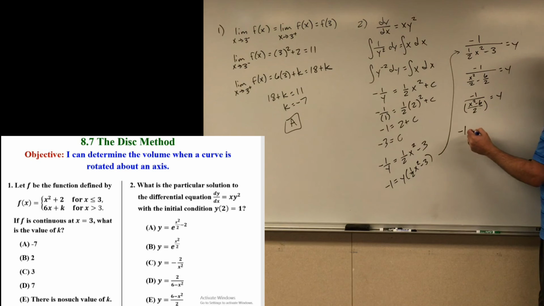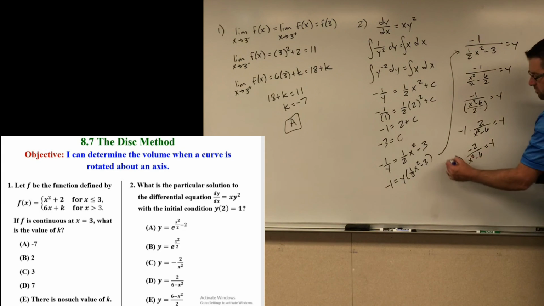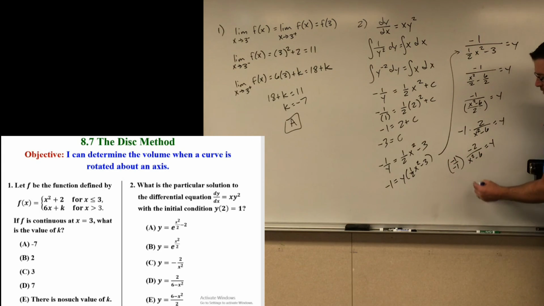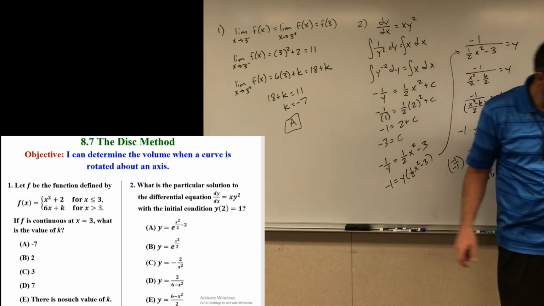So negative 1, and then this would be times 2 over x squared minus 6. So negative 2 over x squared minus 6. But that's not there either. Take out a negative. Multiply by negative 1 over negative 1. So you get 2 over negative x squared plus 6. Are you okay with that? So our answer was D. All right, are we okay?